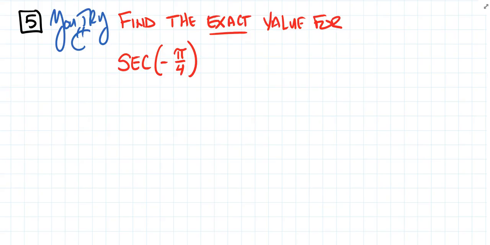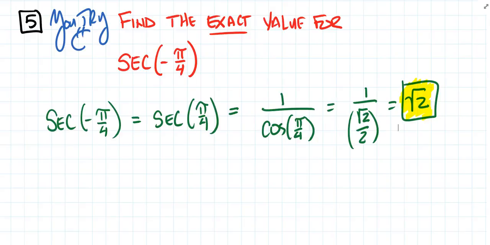Okay, box 5 is you try. Find the exact value for the secant of negative pi over 4. Hopefully you got the right answer. The secant of negative pi over 4 is equal to the regular secant of pi over 4 because secant is an even function. And the secant of pi over 4 is 1 over the cosine of pi over 4, because the cosine and secant are reciprocals. We know the cosine of pi over 4 is worth a value of rad 2 over 2. And therefore 1 divided by rad 2 over 2, as we saw in many previous examples, is just radical 2.